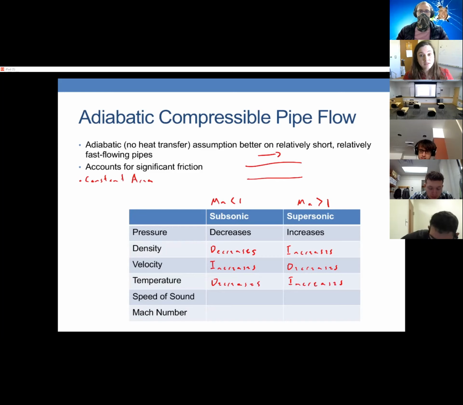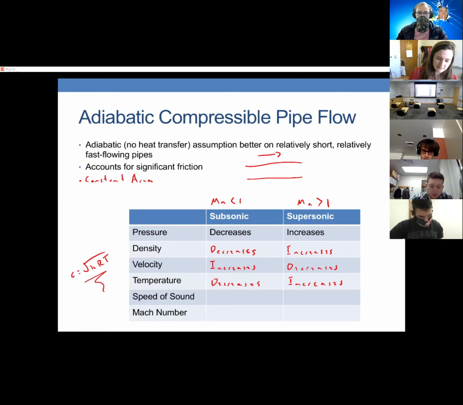Right? So the speed of sound is related to the temperature. So how does the speed of sound go here? Or if the temperature is decreasing, what happens to the speed of sound? We saw that last time. Decreases.